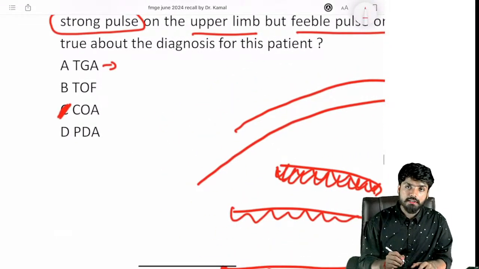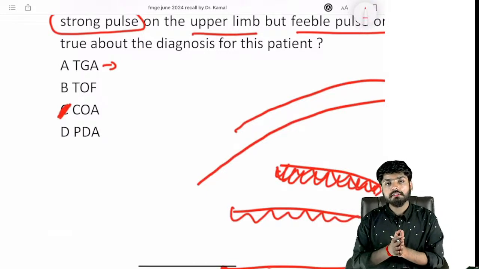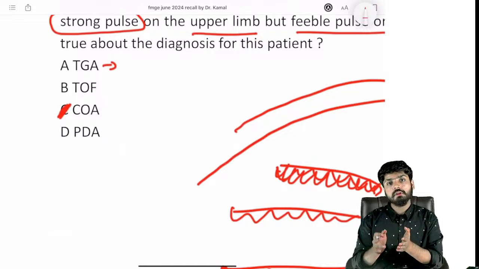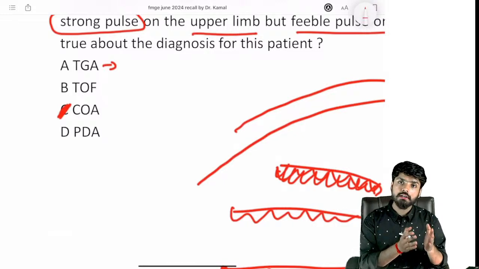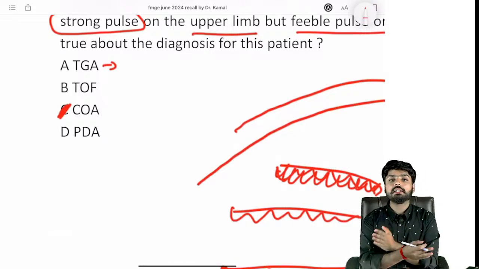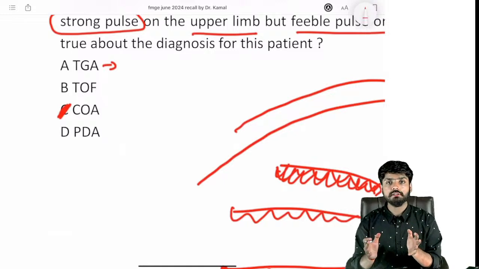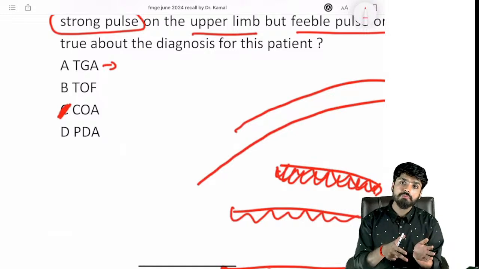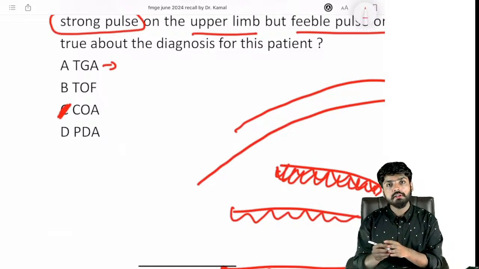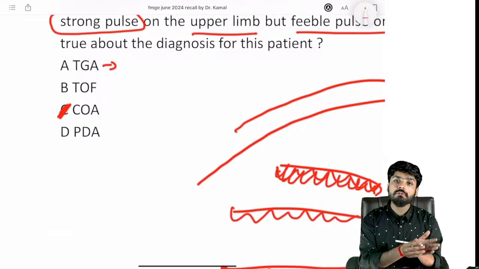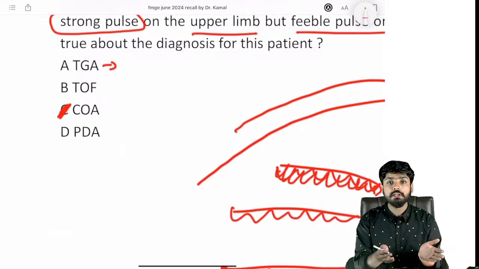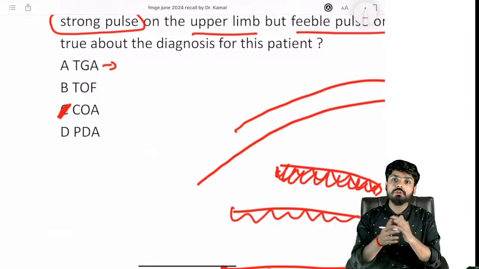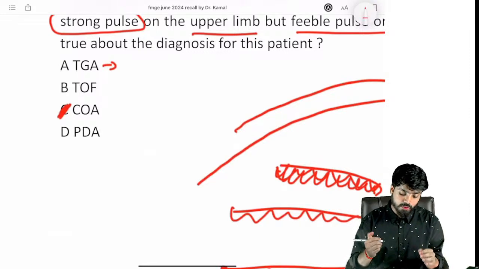Transposition of great arteries is a simple topic in which, as aorta takes origin from left ventricle and pulmonary trunk takes origin from right ventricle, it gets interchanged. There are two great arteries, they change their places with each other. So in this patient, the aorta will be supplied from right ventricle, which is deoxygenated blood. So deoxygenated blood, instead of going to lung and getting oxygenated, will go to the body and the patient will have cyanosis all over his body.